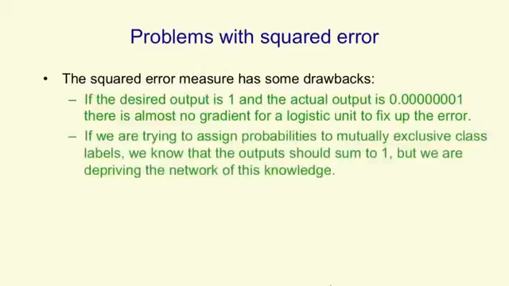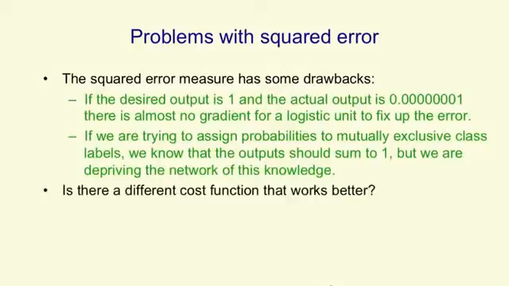Also, if we're trying to assign probabilities to mutually exclusive class labels, we know that the output should sum to 1. Any answer in which we say the probability that it's an A is 3/4 and the probability that it's a B is also 3/4 is just a crazy answer. And we ought to tell the network that information. We shouldn't deprive it of the knowledge that these are mutually exclusive answers. So the question is, is there a different cost function that will work better? Is there a way of telling it that these are mutually exclusive and then using an appropriate cost function?